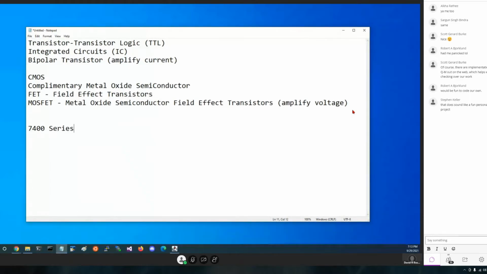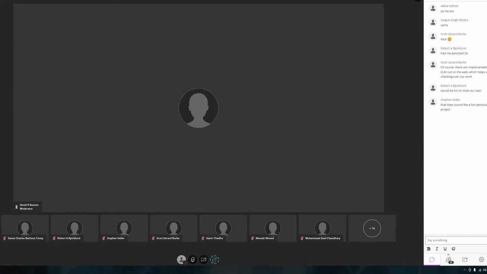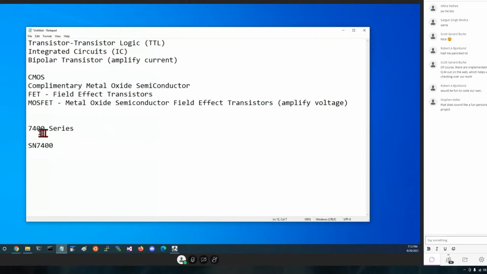Now, there are some naming conventions that we need to get a little familiar with. One of the naming conventions is very often they'll start with a 2-letter or 3-letter prefix, which is the company that makes this particular chip. Anybody want to take a shot at the name of the company that makes the SN chips?